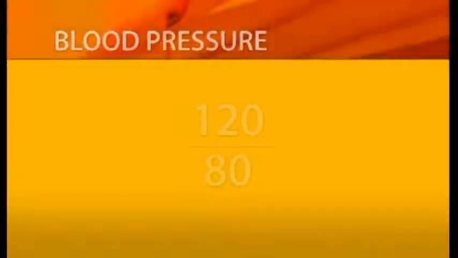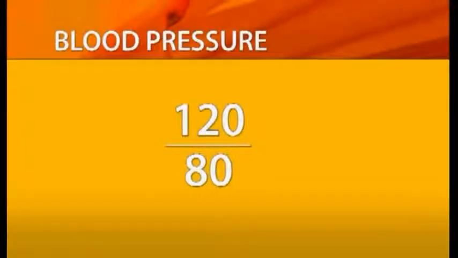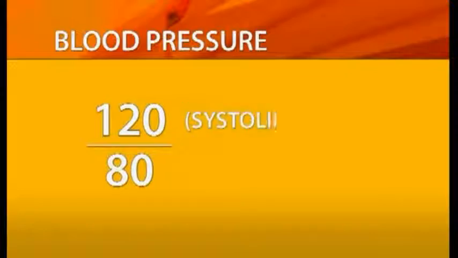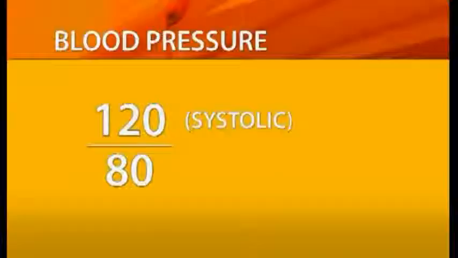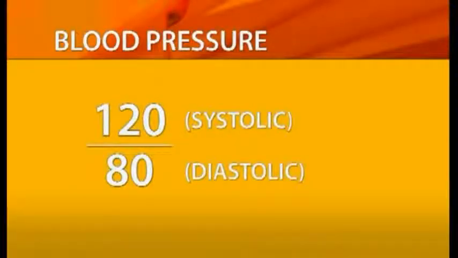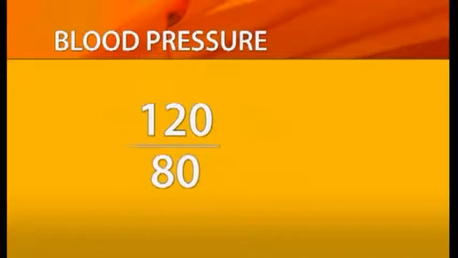Two numbers are recorded when measuring blood pressure. The higher number, or systolic pressure, refers to the pressure inside the artery when the heart contracts and pumps blood through the body. The lower number, or diastolic pressure, refers to the pressure inside the artery when the heart is at rest and is filling with blood. Both the systolic and diastolic pressures are recorded as millimeters of mercury.